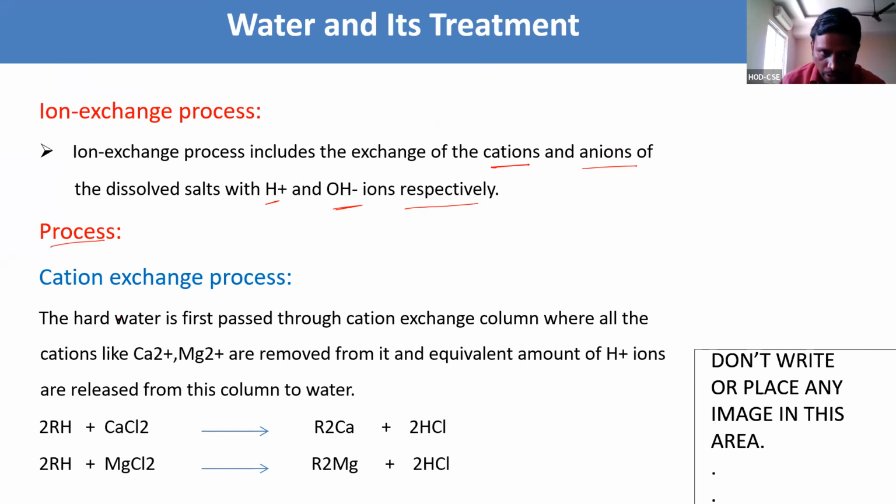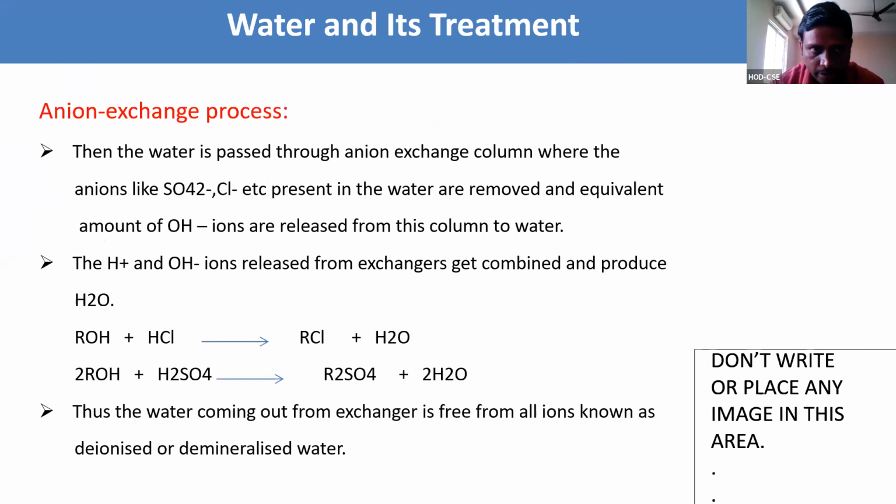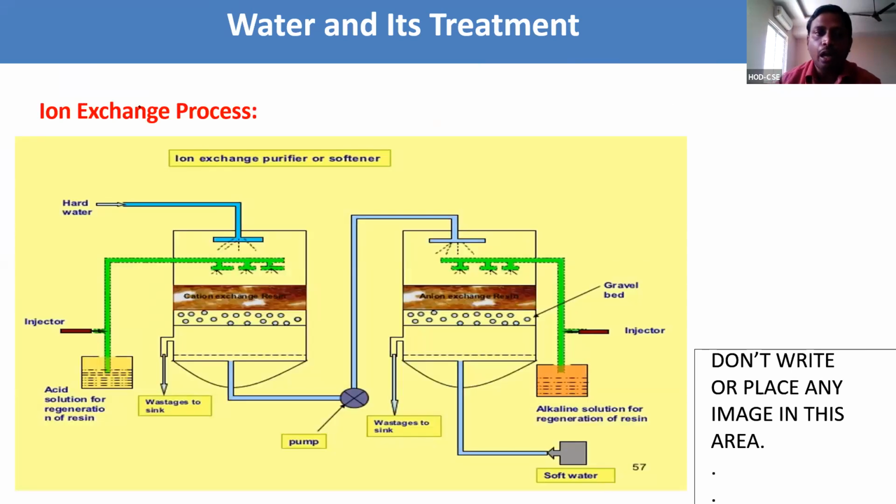Coming to the process, the cation exchange process. See this diagram. Hard water, and this is a cation exchange resin. These are two chambers. We call it an ion exchange purifier or softener, because we are going to remove the hardness-causing salts present using this ion exchange process. The hard water contains dissolved salts. We are passing the hard water initially through the cation exchange resin.